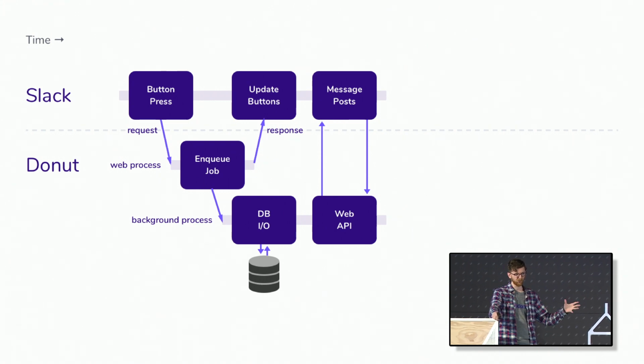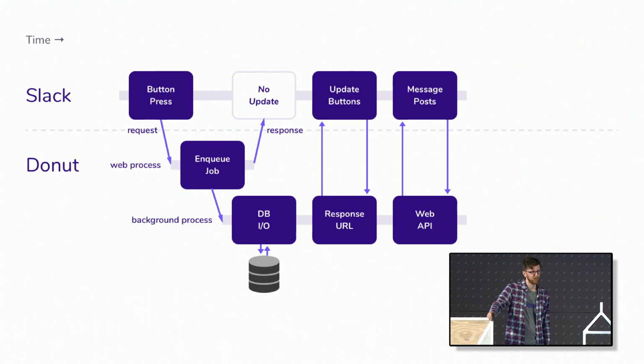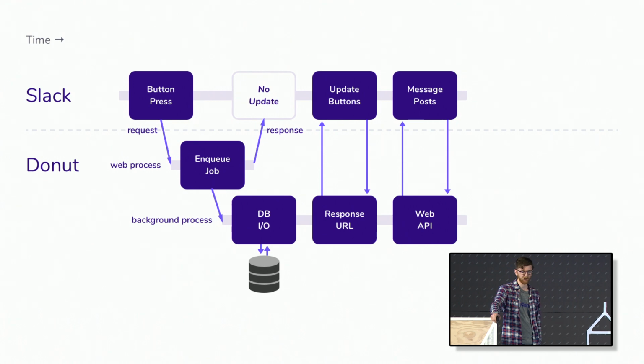The problem here is that since we've pushed the access of the database down into the background, we no longer have access to anything from our database at the time when we're assembling the updated version of the buttons. Well, if you've worked with buttons before, you probably know that Slack has a good solution for this, which is the response URL. Along with the payload, you get a URL called the response URL, and you can make multiple requests to this URL, I think within 30 minutes after receiving it, to update the message asynchronously.